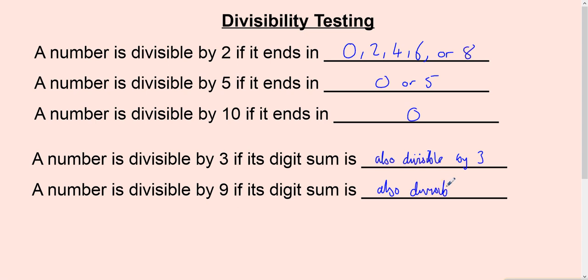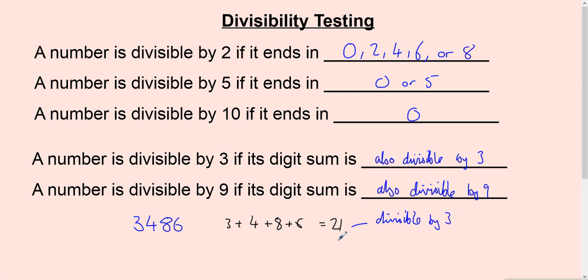So looking at the number below, 3,486, the digit sum for that is 3 plus 4 plus 8 plus 6: 3, 7, 15, 21. Well, 21 is divisible by 3, so the number is divisible by 3. However, it's not divisible by 9, so you cannot divide that by 9 and get a whole number answer. Remember, we could also say that 9 is not a factor.